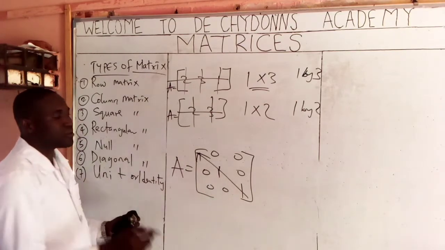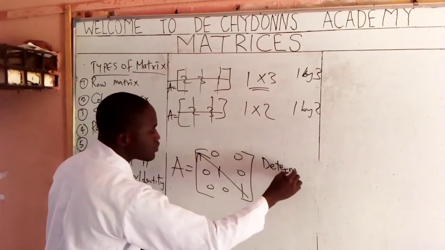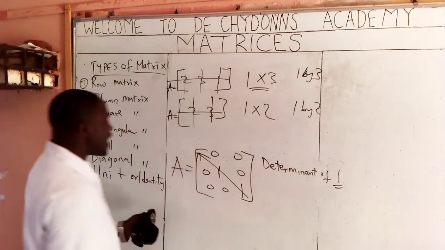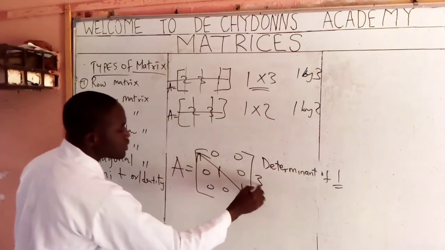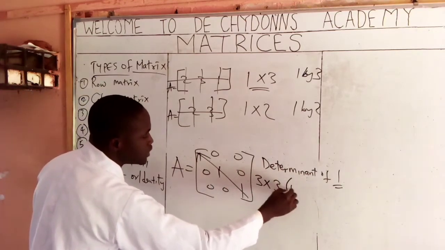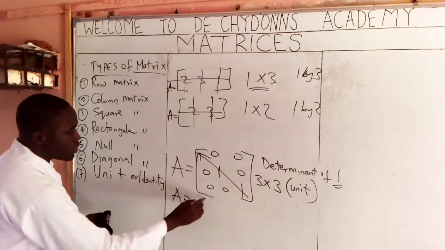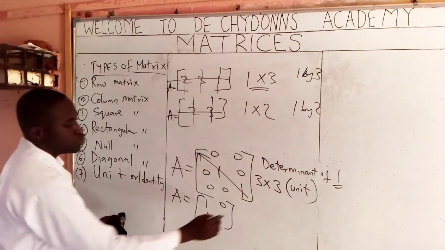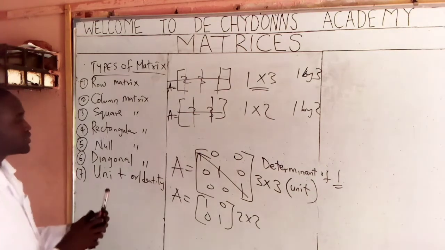This unit or identity matrix has a determinant of 1. So the determinant of a unit or identity matrix is 1. This is called a 3 by 3 unit or identity matrix. And this one is a 2 by 2 unit or identity matrix.